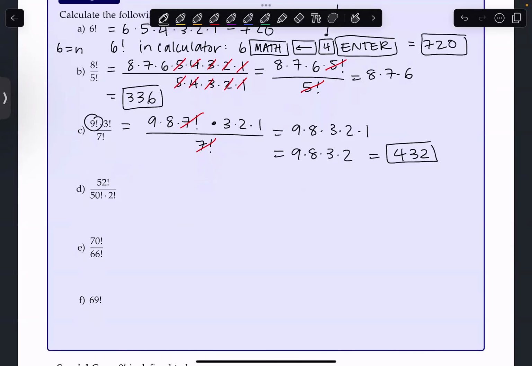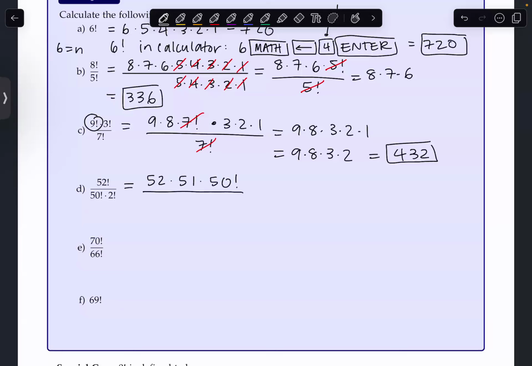Okay, this part D, this is one that we'll see more commonly with our counting problems. This type of quotient, you'll see this pattern showing up later on. So upstairs, we have a 52 factorial, and downstairs we see a 50 factorial. To be able to cancel as many terms as possible, I'm going to rewrite my numerator, 52 factorial, as 52 times 51 times 50 factorial.